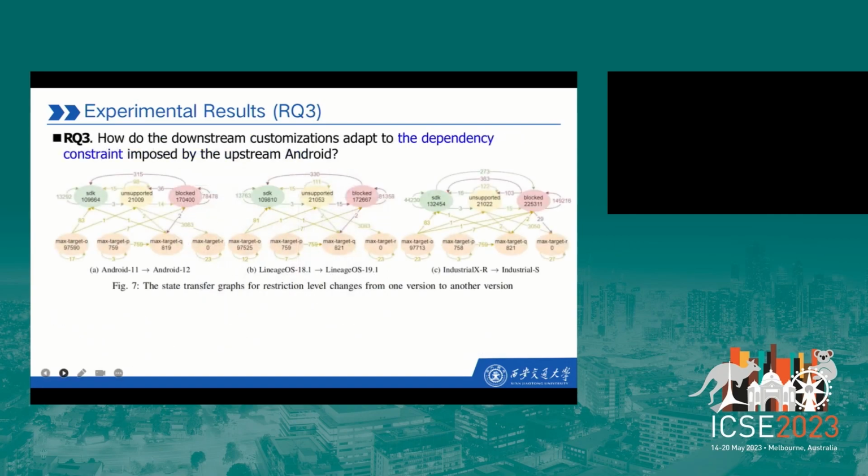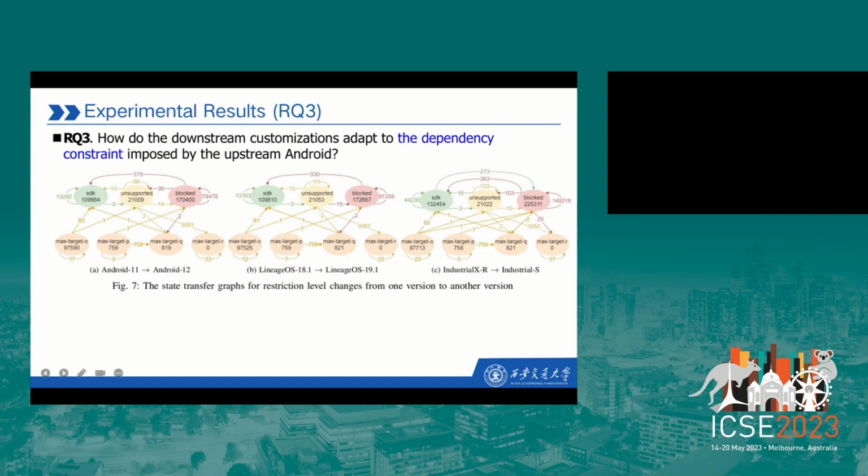And for research question 3, the restriction level of non-SDK entities can be classified into several kinds. SDK, which can be publicly accessed; blocked, which should not be accessed; and unsupported, which can be exploited by developers but would be changed in the future; and max-target-X, which can be accessed in the Android versions no later than X.